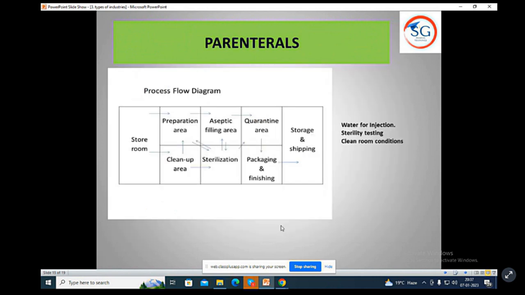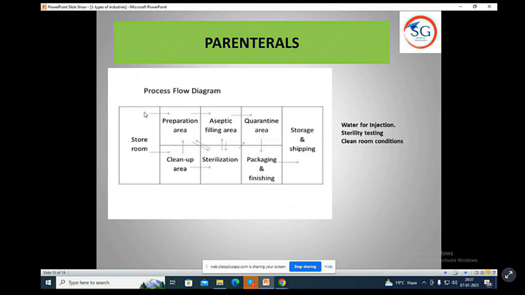The next type of formulation is parenterals. Parenterals are very critical. They are called parenterals or steriles. Manufacturing should be done very carefully, only by authorized, responsible, minimum number of persons. More persons should not enter the parenterals manufacturing area. The entry should be restricted. Why? Because if more manpower enters the production area of the parenterals, there will be more chances of high contamination. So the number of persons working in sterile areas will be very small.